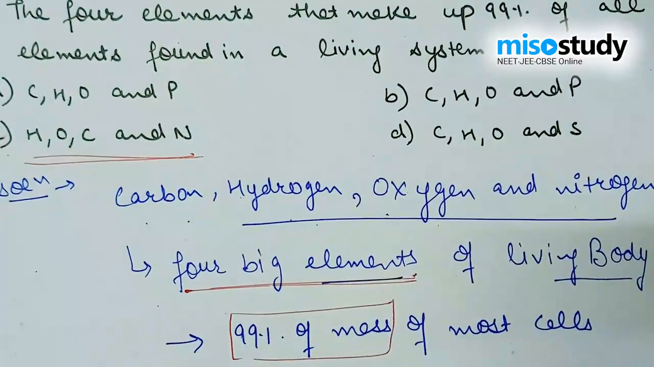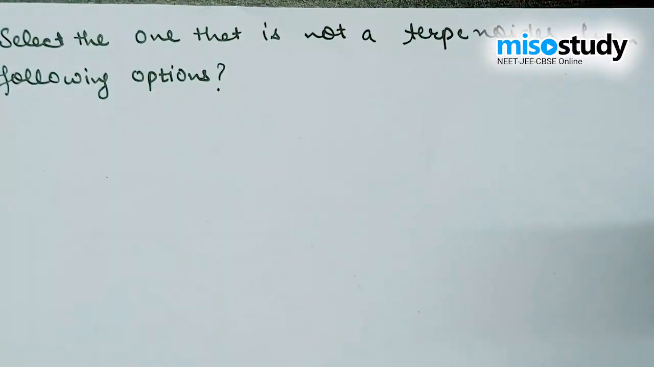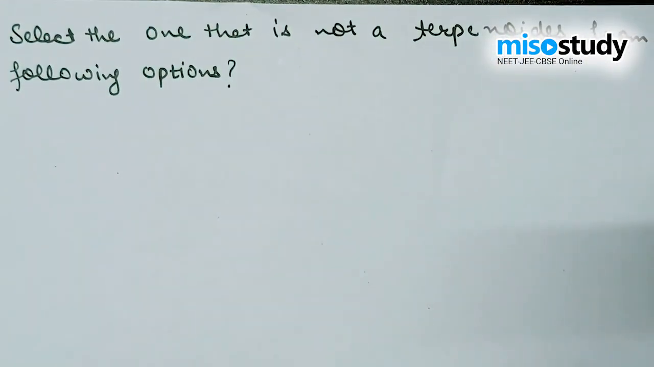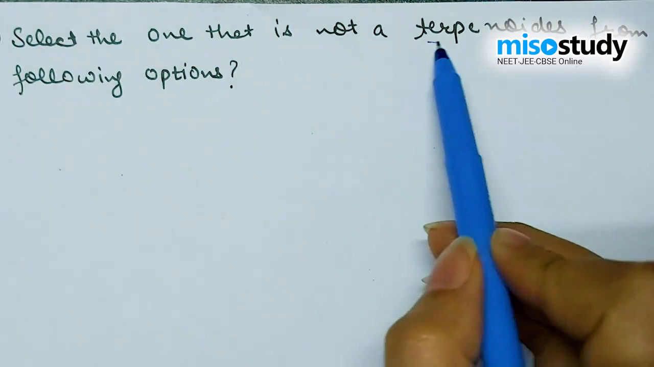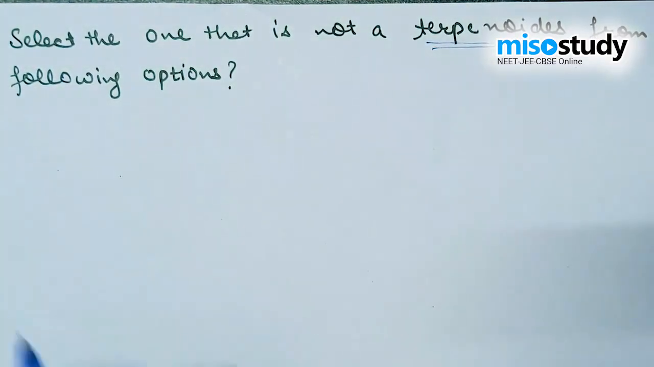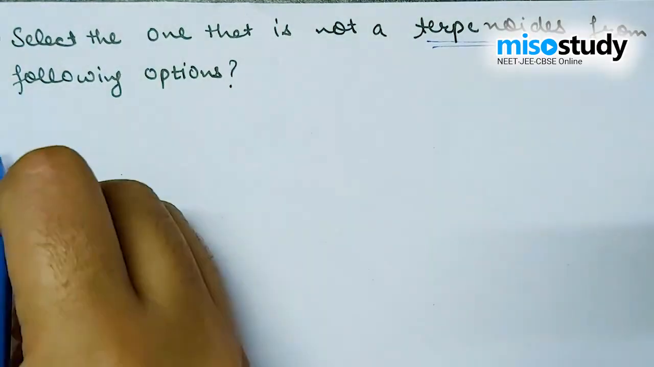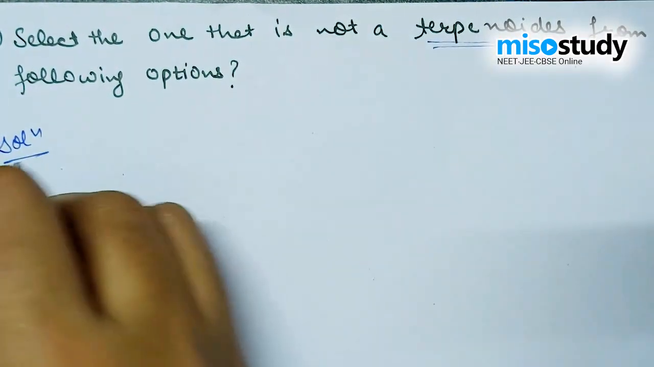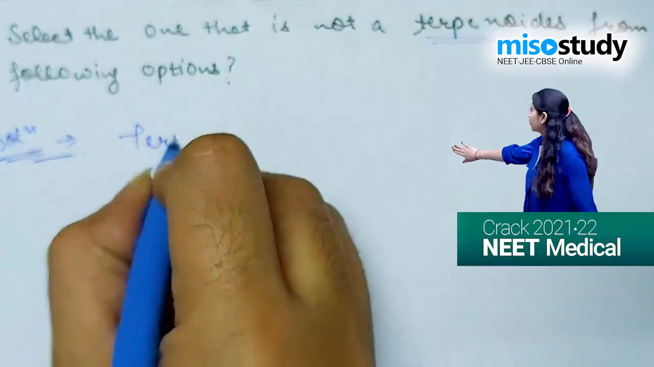Let's discuss the next question from Biomolecules. The next question is: select the one that is not a terpenoid from the following options. First of all, we discuss what a terpenoid is, and there are various options out there. For example, terpenoids.